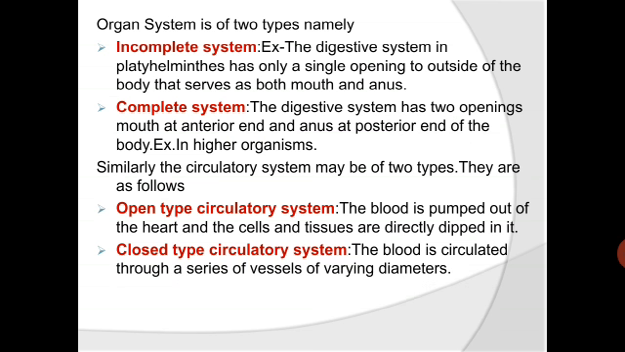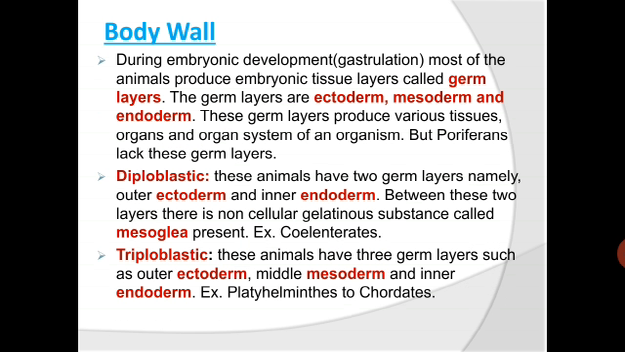Whereas in closed type of circulatory system, the blood is circulated through a series of vessels of varying diameters. So there are vessels present. Through these vessels the blood gets circulated in the closed type of circulatory system. So these were two types, open type and closed type of circulatory system.